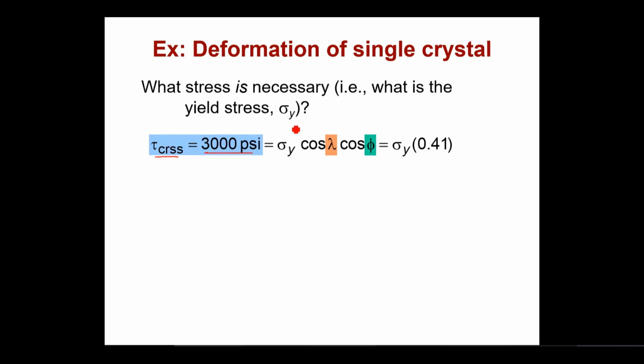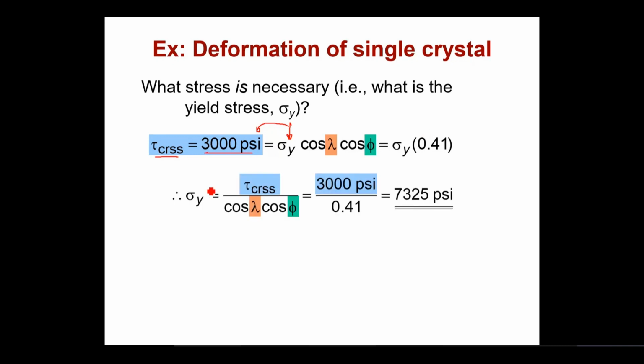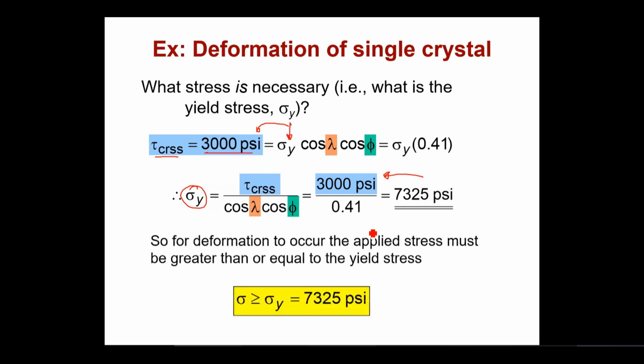So your critical resolved shear stress would be equal to or greater, it should be equal to 3000 psi. That means the normal stress corresponding to this critical shear stress is something that you should have to have the plastic deformation. So your normal stress or the yield stress should be such that it corresponds to the critical resolved shear stress value in order to cause the plastic deformation. So for deformation to occur, the applied stress must be greater than or equal to the yield stress of 7325 psi. Is this clear?